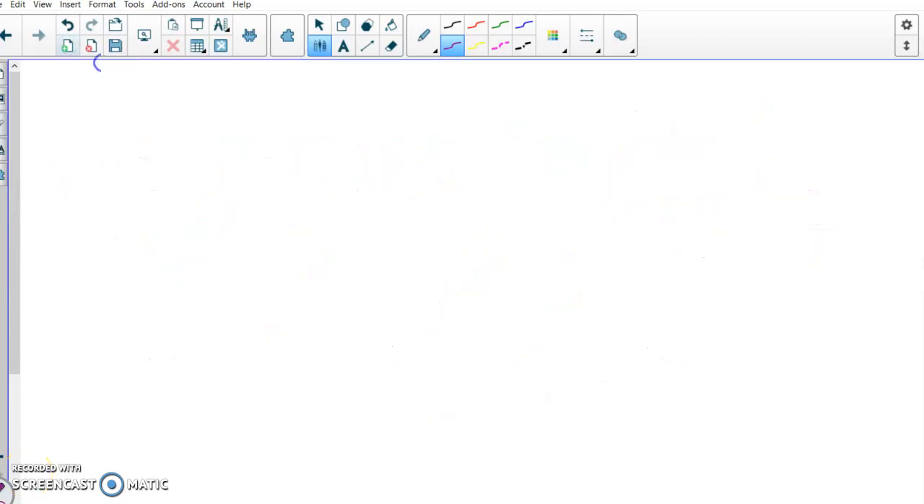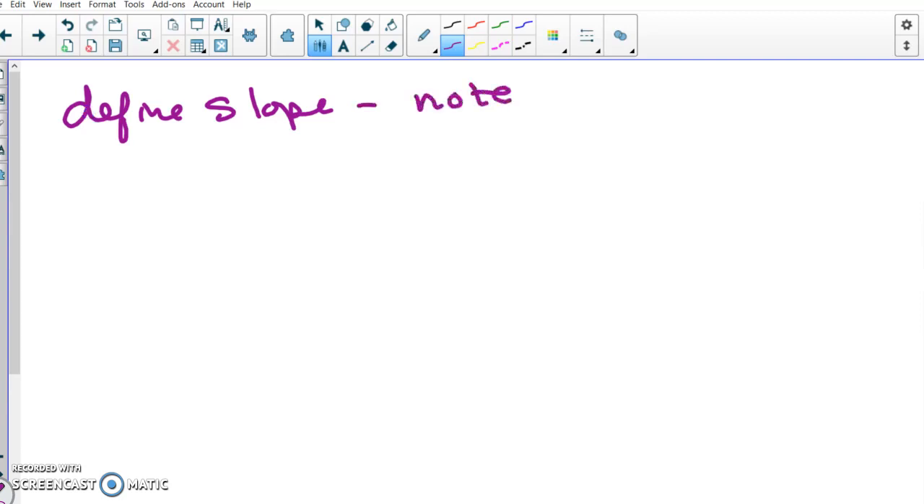So on your sheet where you're taking your notes, here's what I'd like you to do. Define slope, the slope of a line. You can talk about it in terms of a table or a graph or the equation, but I want you to define slope on your note worksheet.